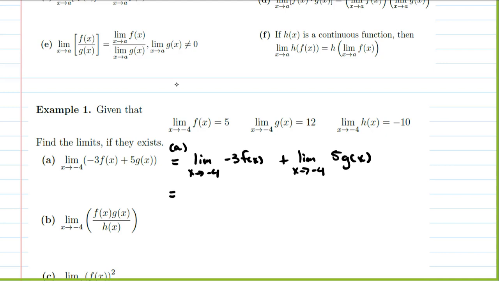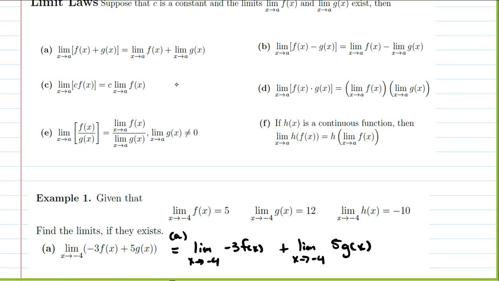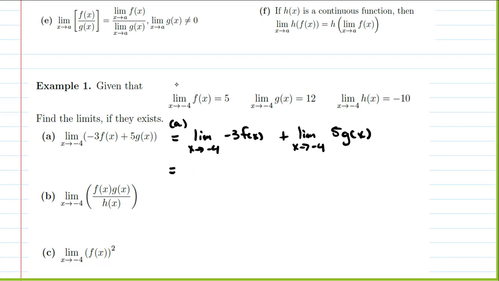Similarly then, we now have a constant times a function. Well, that's property C, so that tells us we can take those constants out of our limit. So that's -3 times the limit as x approaches -4 of f of x, plus we pull our 5 out, the limit as x approaches -4 of g of x.